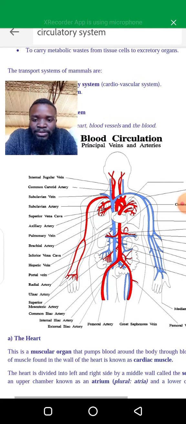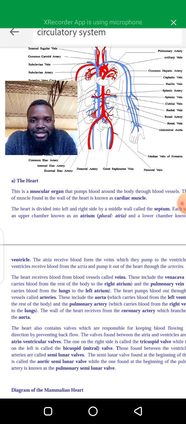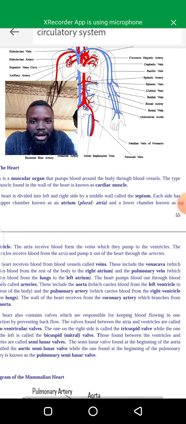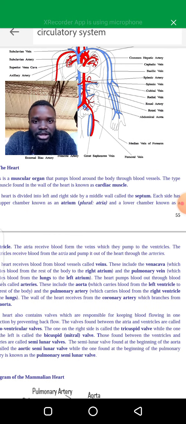So now let's look at what this major organ is. What is the heart? The heart is just a muscular organ that pumps blood around the body through the blood vessels. The heart has muscles, and these muscles that are found in the heart, we call them the cardiac muscles. What is their function? It is to pump blood around the body. They pump blood as they contract and relax.